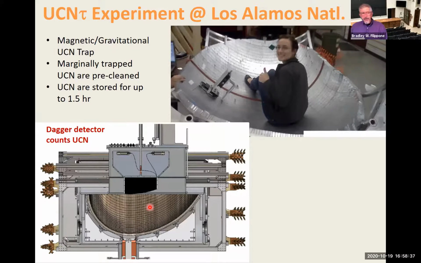And then we store them, in fact, we've stored them. Remember, the lifetime is only 15 minutes. We've had neutrons stored in this thing for an hour and a half. And when we empty it, we still see ultra-cold neutrons still in there.